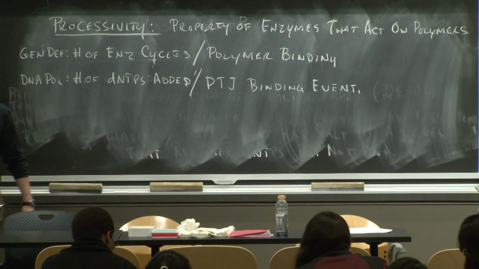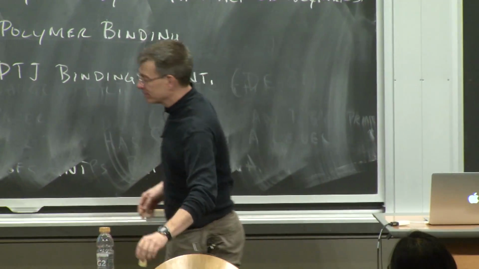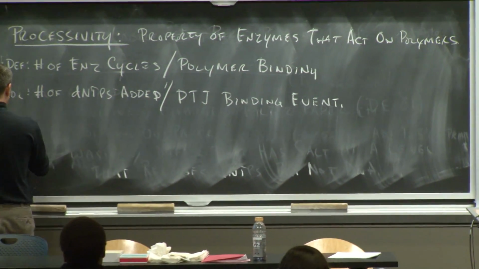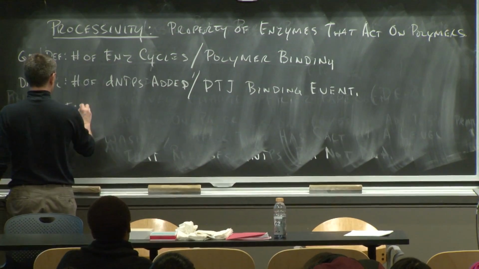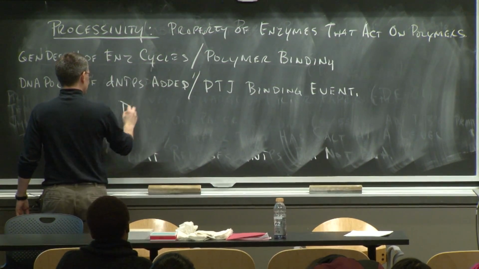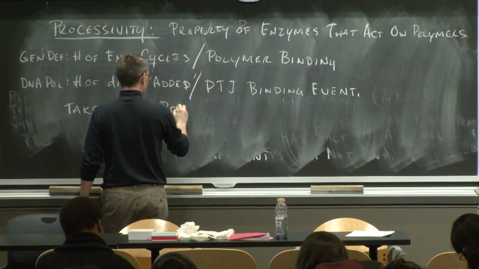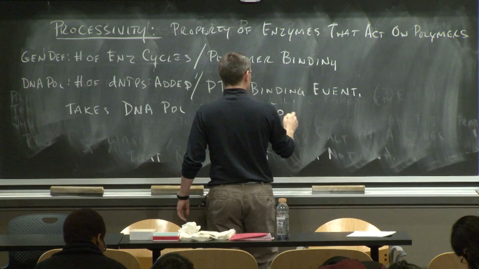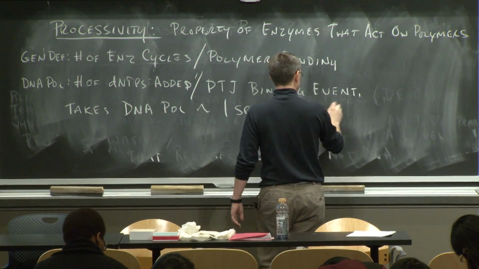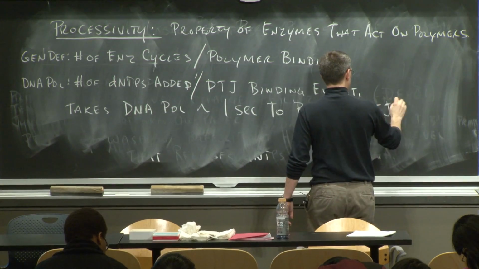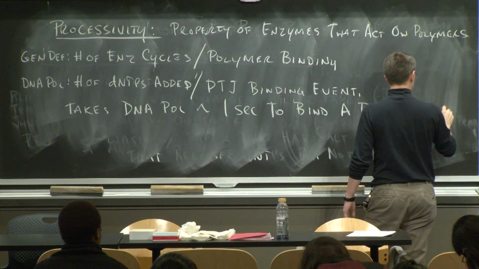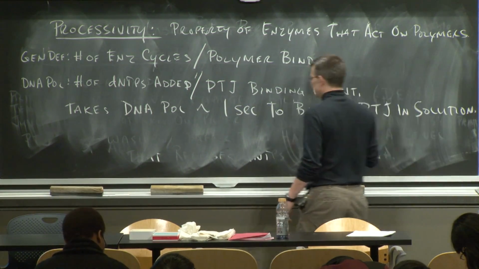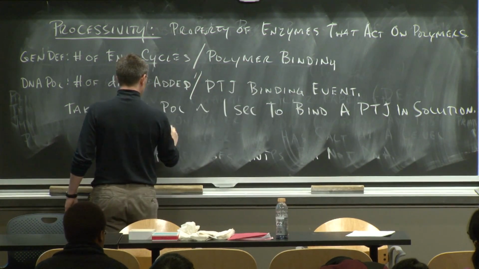Okay, so why do we care about this? So let me give you a couple of numbers. So the first one is it takes DNA polymerase approximately 1 second to bind a primer template junction in solution. Okay? That's a diffusion-controlled reaction.